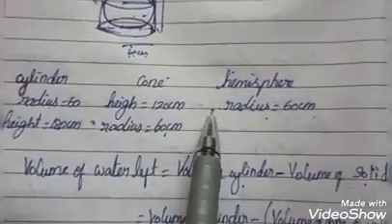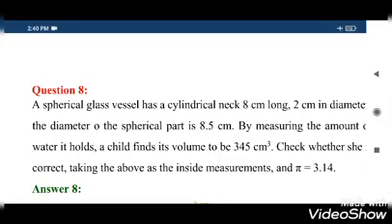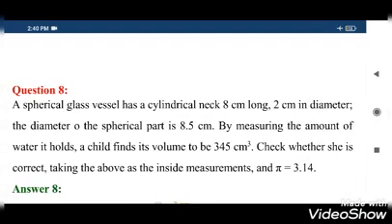Okay, so now we can see question number 8. A spherical glass vessel has a cylindrical neck 8 cm long, 2 cm in diameter. The diameter of the spherical part is 8.5 cm. By measuring the amount of water it holds, a child finds its volume to be 345 cm cube. Check whether she is correct, taking the above as the inside measurements and pi equal to 3.14.